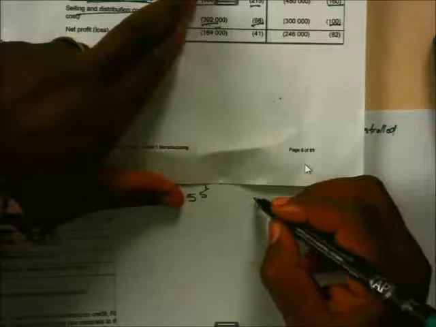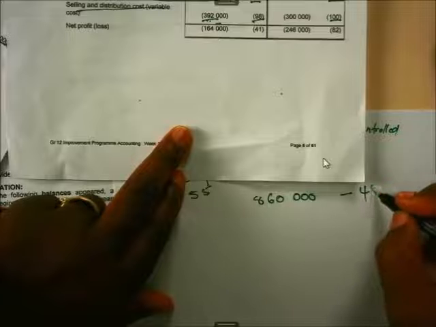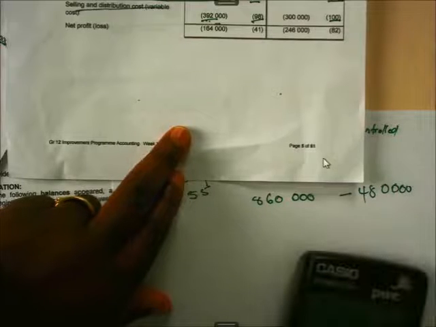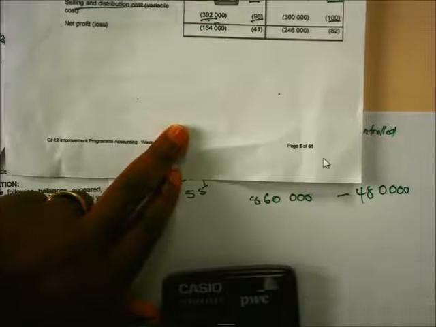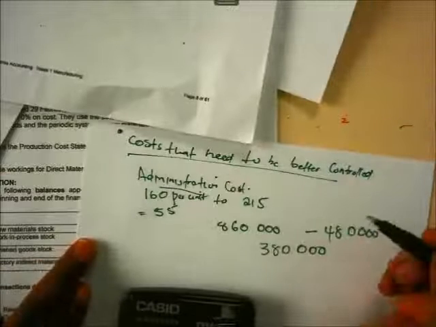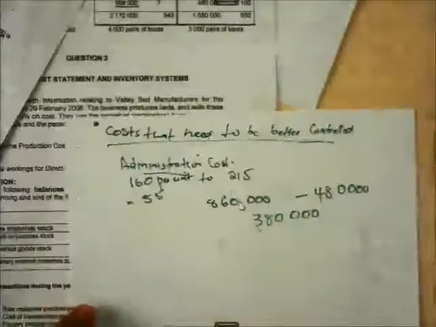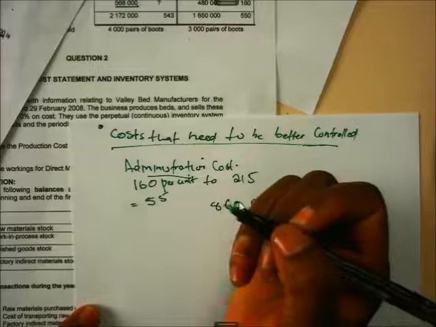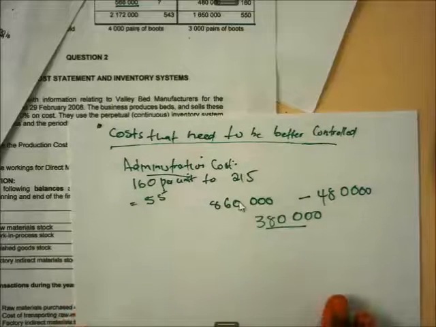So when we say 860,000 minus 480, we'll get the difference of 860 minus 480, the difference of 380. That is a huge difference. So this administration cost needs to be controlled better so that we can prevent a lot of cost in this business. Do not forget, this business is suffering a loss for the past 2 years. So the cost that needs to be controlled better is administration.